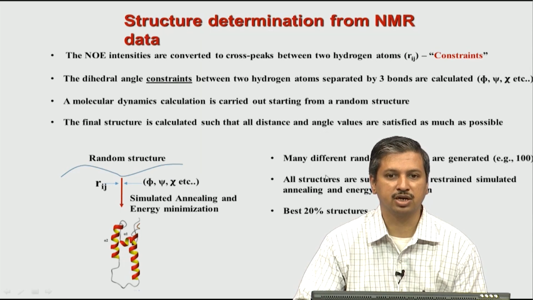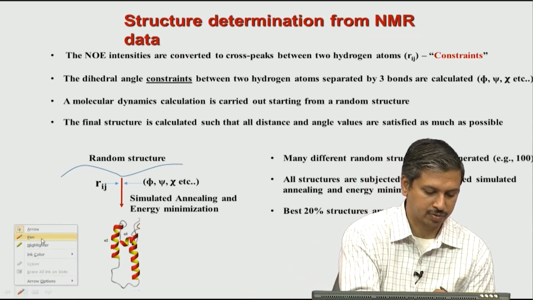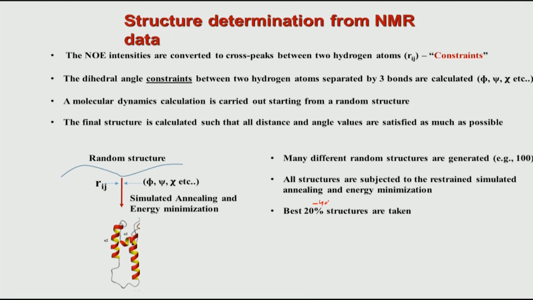So, this is what is shown here, that all structures are subjected to this. We call it restrained simulated annealing, and the best 20 structures are taken as shown here. The best 20 structures typically means 20 out of 100, sorry, this should actually be 40%. So, let me correct this, it is 20 to 40%. That means if I generate 100 random structures, I will take the best 40 structures, and those best 40 structures out of 100, all of them can be considered to represent our structure.